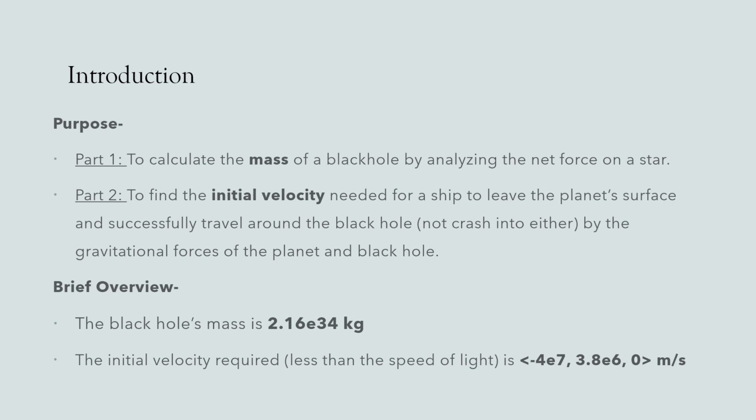A brief overview of the results of this lab is that the mass of the black hole was found to be 2.16 times 10 to the 34th kilograms, and for the second part, the initial velocity was found to be negative 4 times 10 to the 7th meters per second in the x direction and 3.8 times 10 to the 6th meters per second in the y direction.